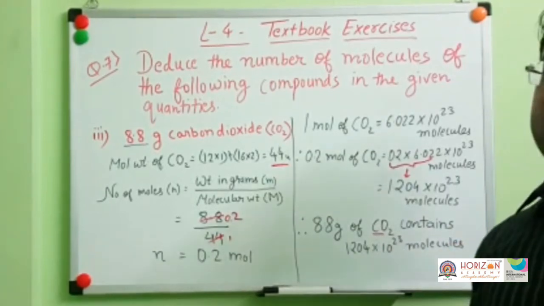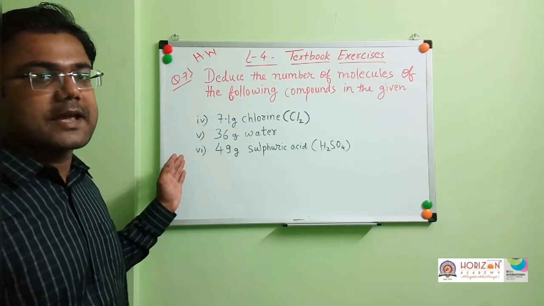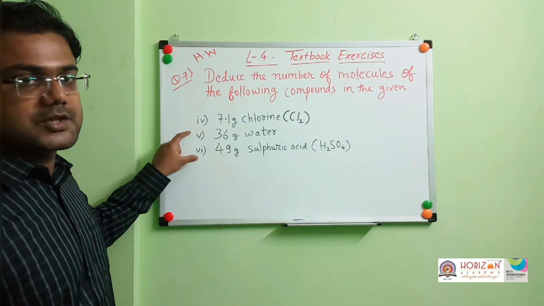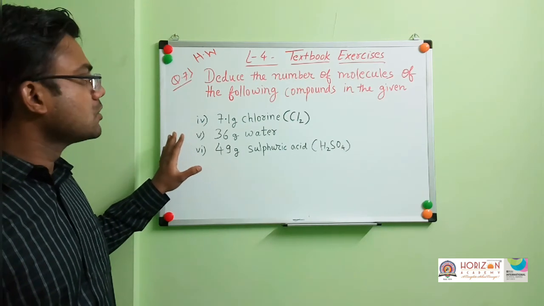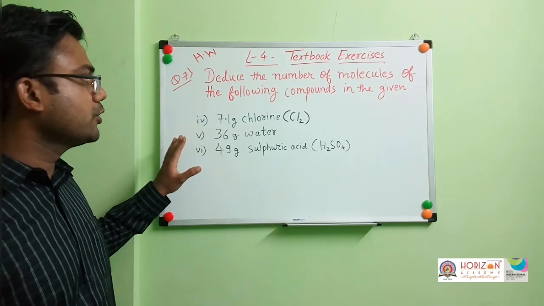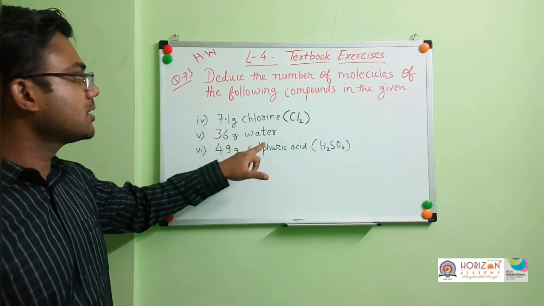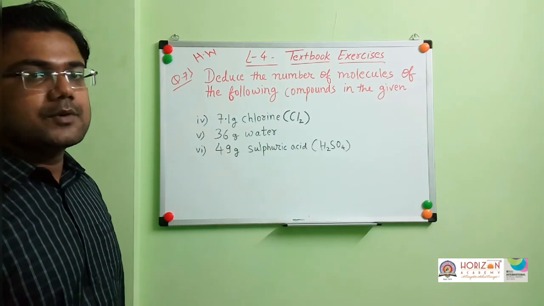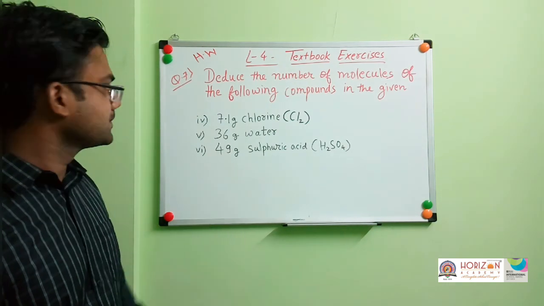As simple as that. So I hope now you can solve this type of example. Friends, these 3 are your homework examples. First 3 examples I have solved. This next one is given in your textbook, and these 2 I have given as extra examples for your practice. So these also you have to solve in the same way which I have taught you. Now the first one is 7.1 gram chlorine, the second is 36 gram water, and the last one is 49 gram sulfuric acid. So I hope you will solve this in the proper way and you will get the correct answer.